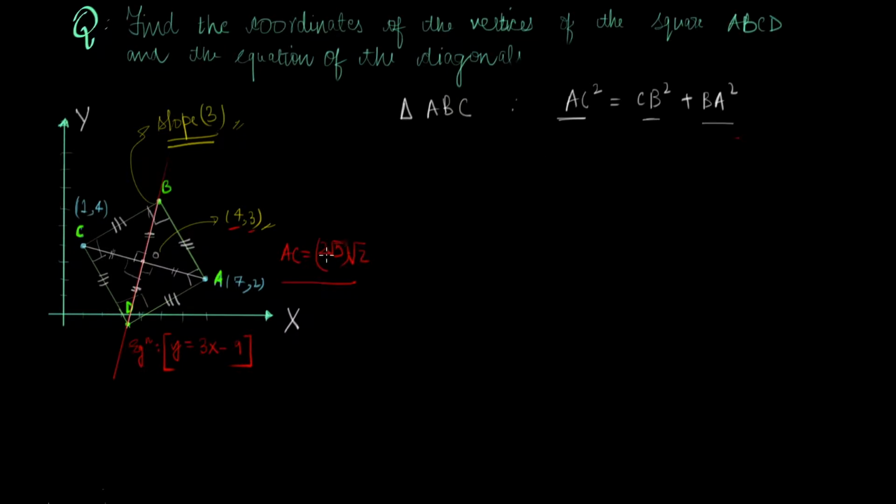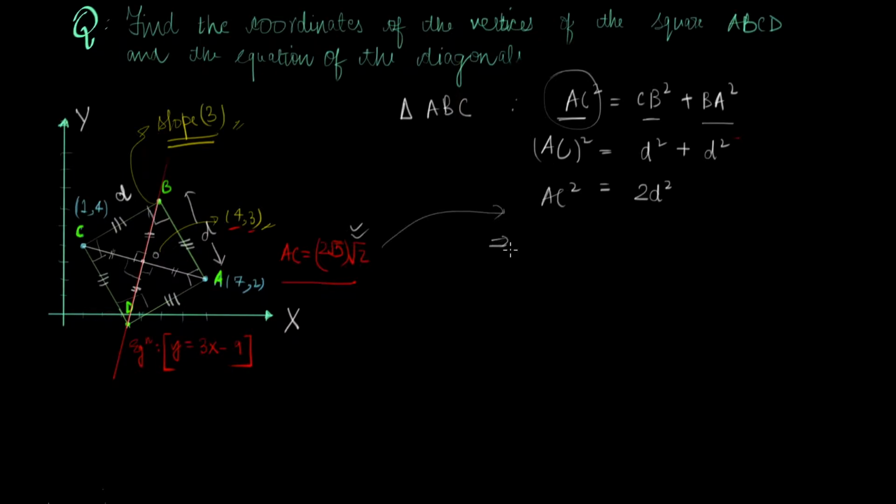We know AC square is the square of this term, so we know this part of the equation. What about CB and BA? CB and BA, as I've already said, are the sides of the square. And as the sides of the square are equal, if I call this the side D, like so, then AC square should be equal to D square for CB plus D square for BA. By writing them as a common variable, I'm equating the lengths. I'm saying CB equals BA. I can add them up as 2D square, and that would be equal to AC square.